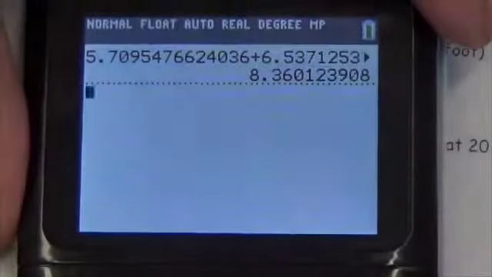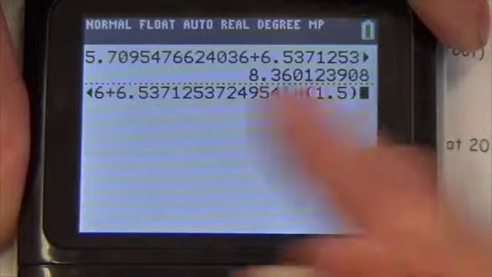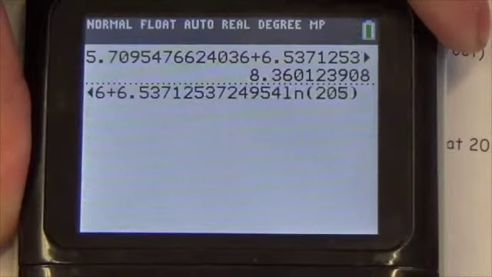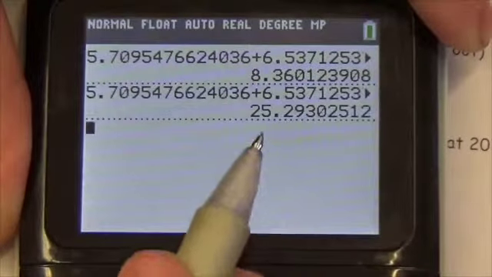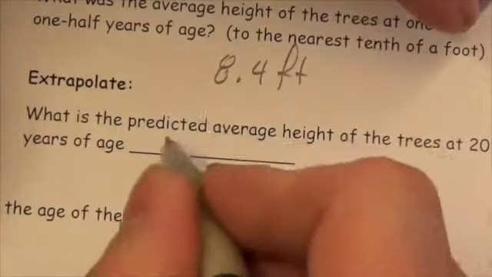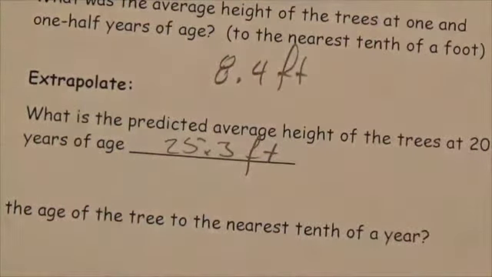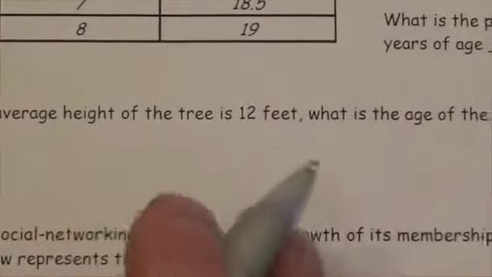Well, same thing. I'm going to come back in here, and this time I'm going to press second enter, because that will pull up that last thing that I've entered. I'll go back and edit it, and just put in 20. Delete the 5 there. So here's extrapolating. And again, to the nearest tenth of a foot, we got 25.3 feet.